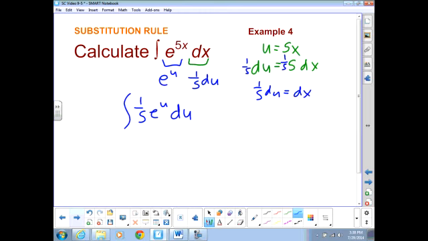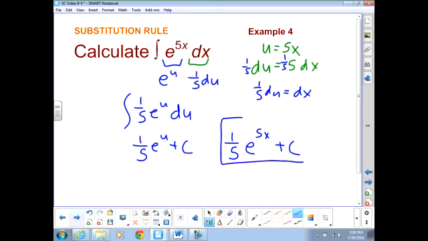Derivative of e to the u is just e to the u, so we'll just have 1/5 e to the u plus c. And we've just got to replace our u, so we'll have 1/5 e to the 5x plus c. This one's easy to check. E to the 5x would be e to the 5x times the derivative of 5x, which is 5, and the 5 and 1/5 would multiply to 1, giving us what we had to start.